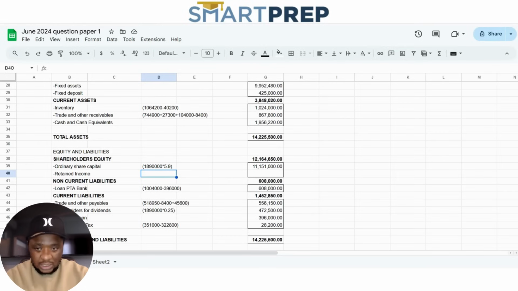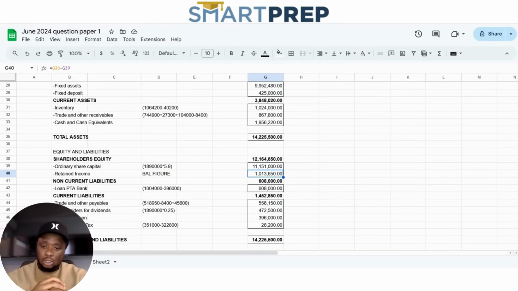So then now we can basically use the retained income as a balancing figure. So how we're going to do this, we're just going to say, well, 12 million minus the 11 million. And so that gives us just 1,013,650. And I think that pretty much concludes the statement of financial position. I think it was fairly straightforward. There were some maybe other things like that 8,400, which typically confuses people, but hopefully with the explanation that I gave, you understand it a little bit better.